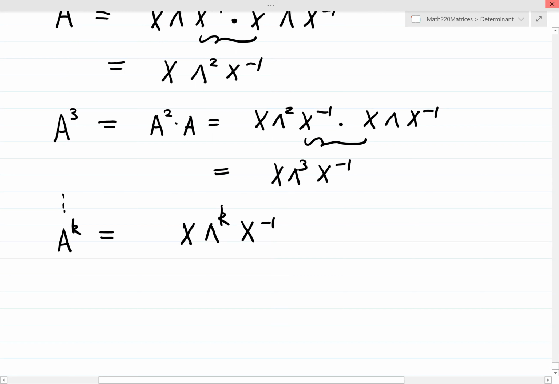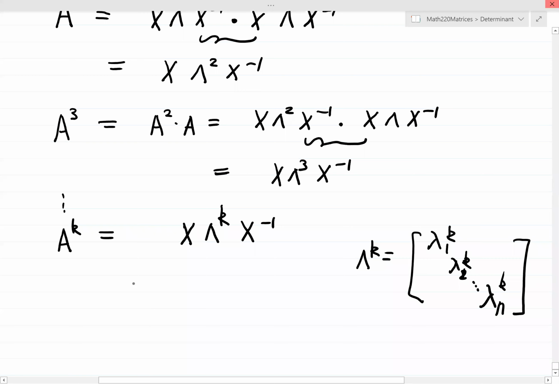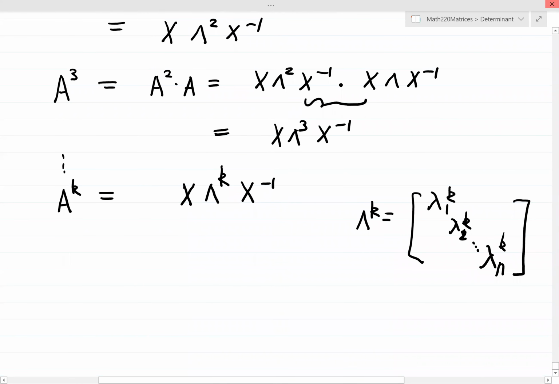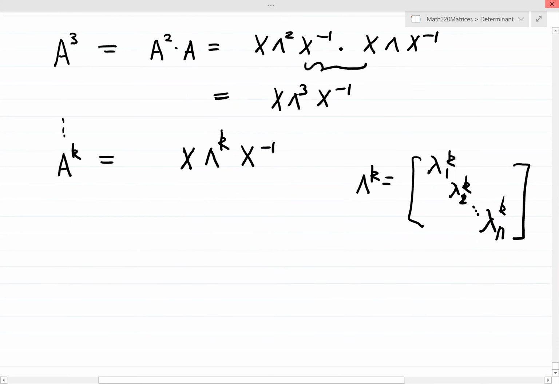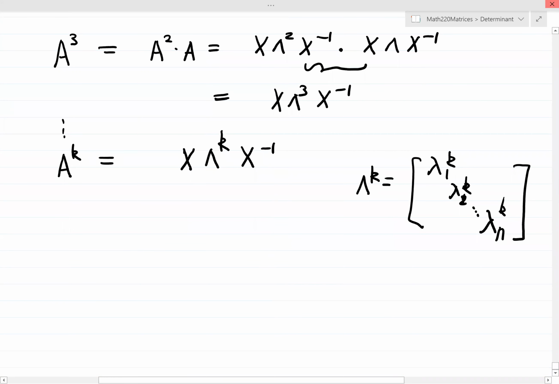Here X is an invertible matrix. Now gamma to the power k is the diagonal matrix with entries lambda 1 to the power k, lambda 2 to the power k, up to lambda n to the power k. Now this reduces a lot of operations. This reduces a lot of matrix multiplications if k is large, so the computation is not so heavy. Now X is fixed here for A, if we are given A.